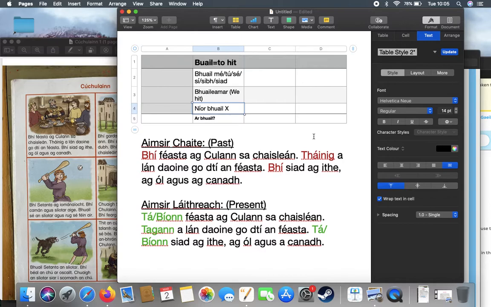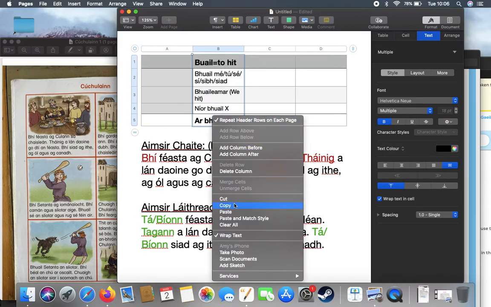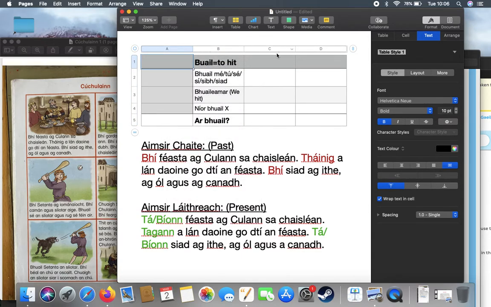Okay, that's bhuail in the past, okay? That's bhuail in the past. I should really have put that all on one page, but I'm not even going to attempt. So that's bhuail in the past.